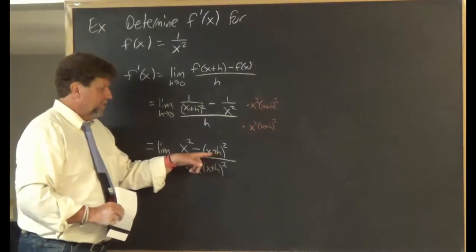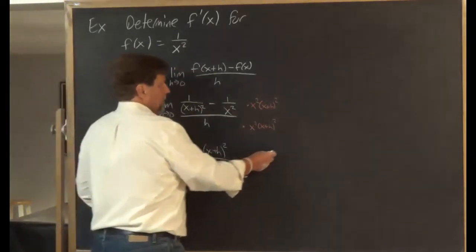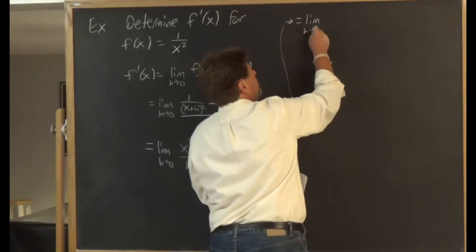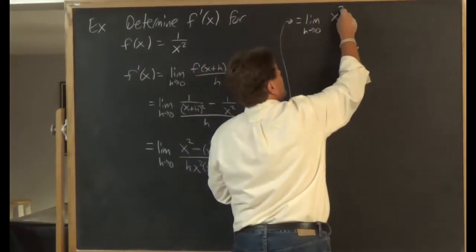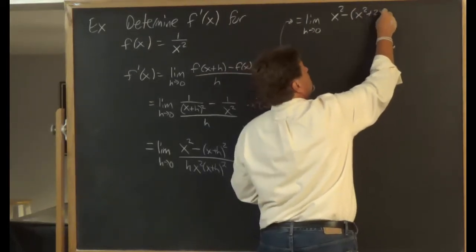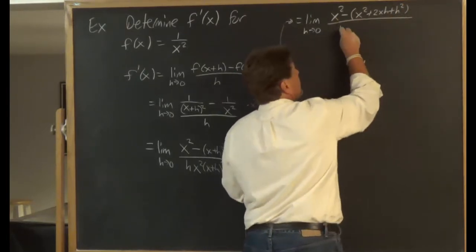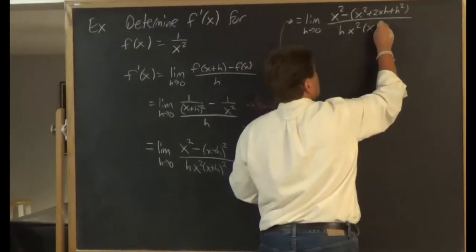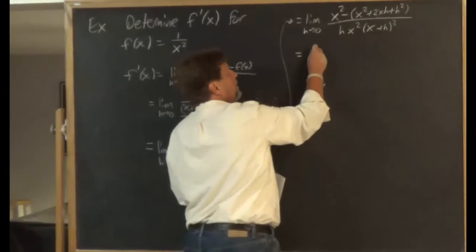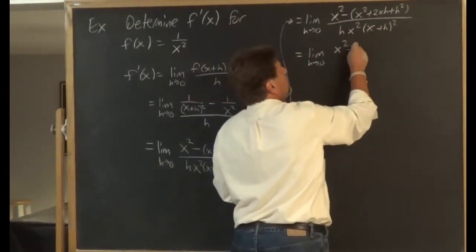In the numerator, I have to FOIL out this x plus h quantity squared. So I'm going to pull it up here and do that. So I have an x squared minus, and I'm going to put it in parentheses so I don't make a careless sign mistake. The denominator, I'm just going to leave it alone. Alright, now in the numerator, why don't we distribute the -1.